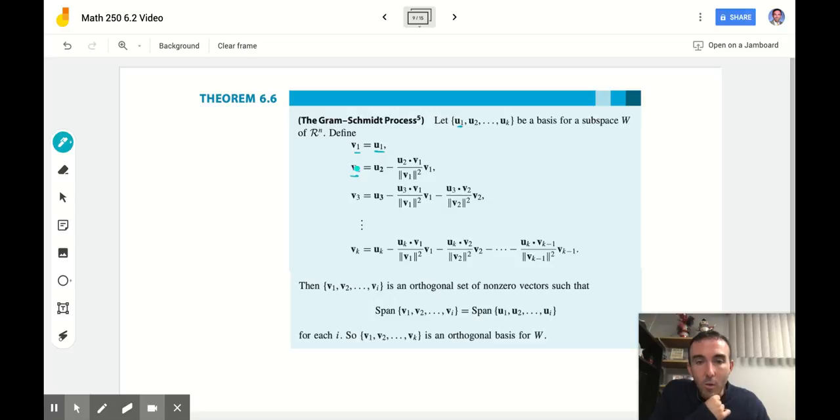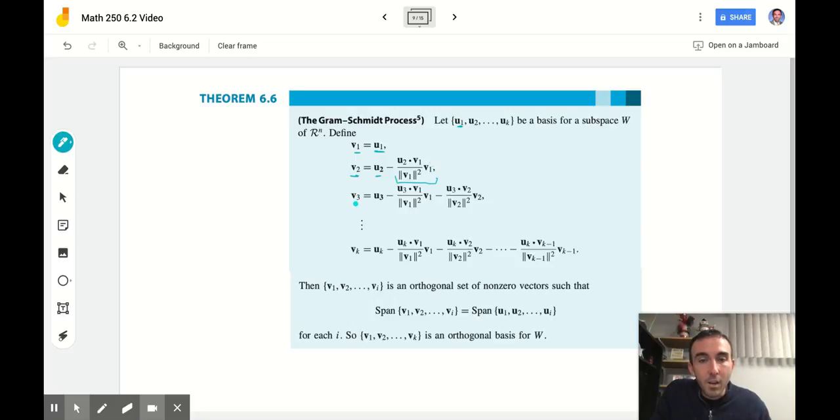So v2, we get by taking the second vector, u2, and then subtracting from it the multiple of v1 using the same coefficient process we talked about before. So we're going to find the dot product of u2 and v1, divide that by the norm of v1 squared, times v1. Like I mentioned in the 6-1 video, this is not going to go away. We're going to see this whole coefficient multiplied by a vector over and over and over again.